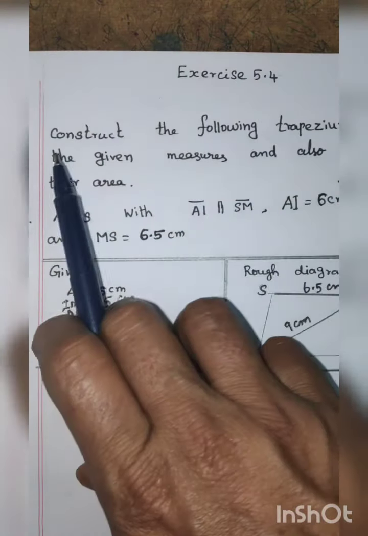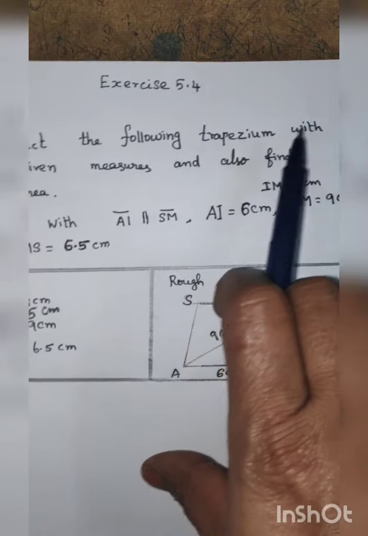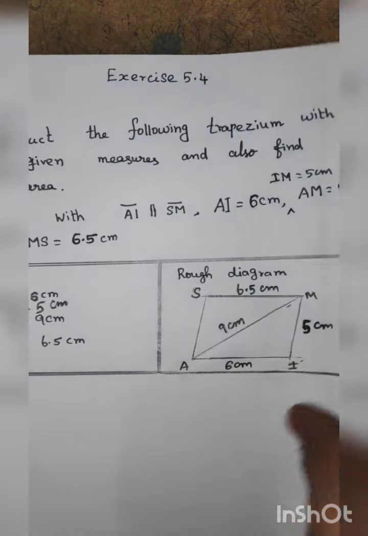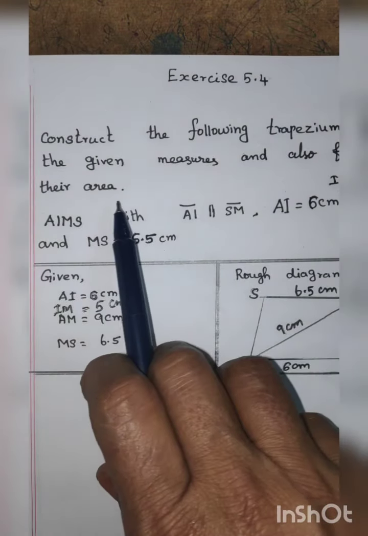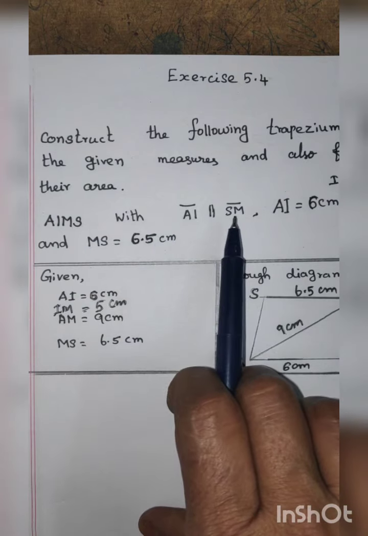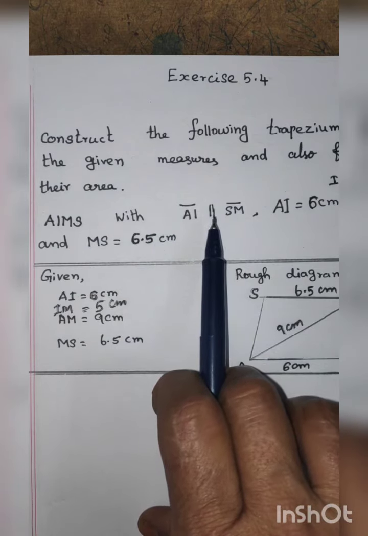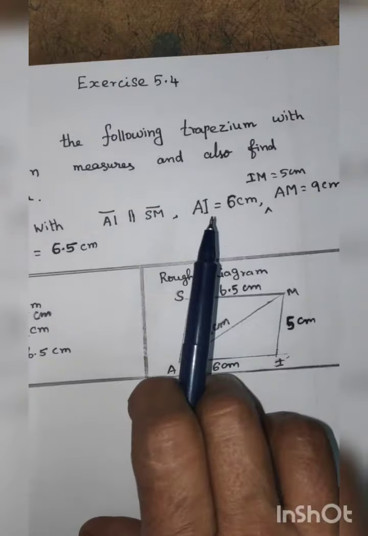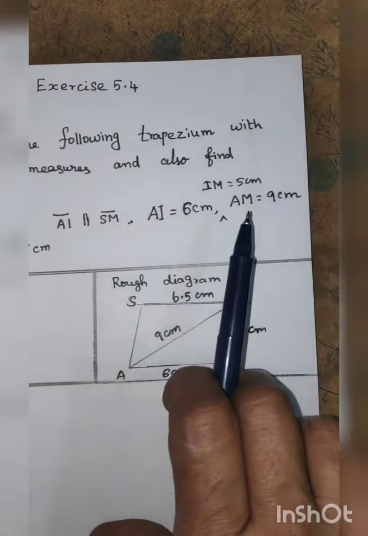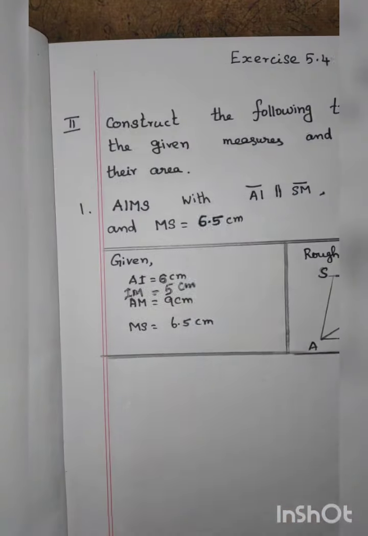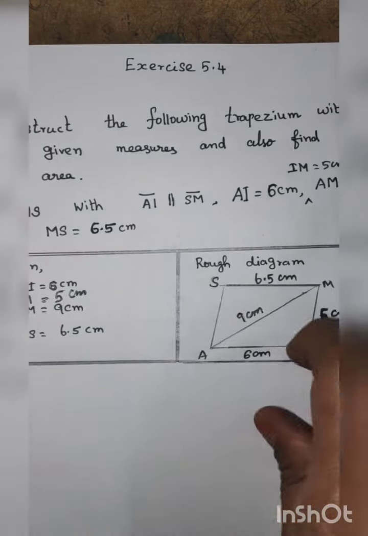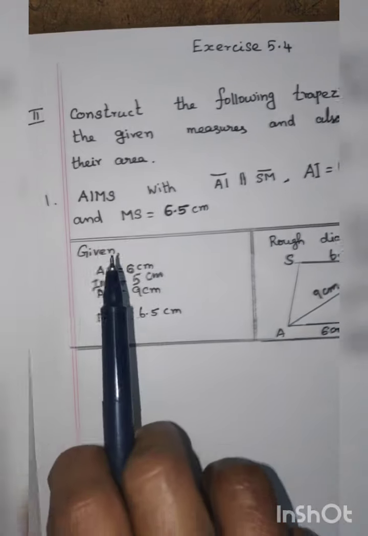Exercise 5.4. Construct the following trapezium with the given measures and also find their area. AIMS with AI parallel to SM. These two lines are parallel. AI equal to 6 cm, IM equal to 5 cm, AM equal to 9 cm, and MS equal to 6.5 centimeter. So given the measurements, you want to draw the trapezium.